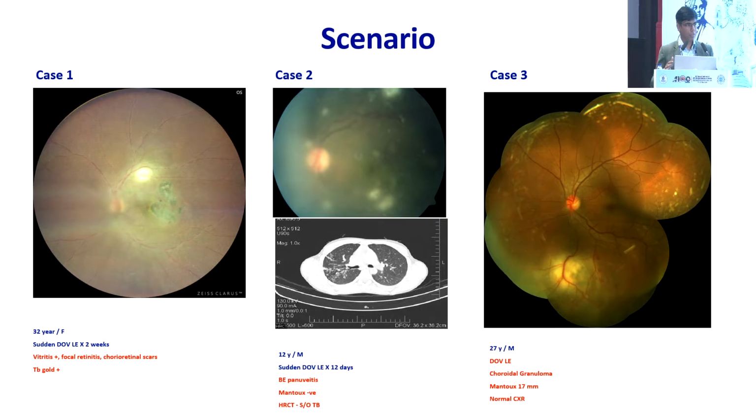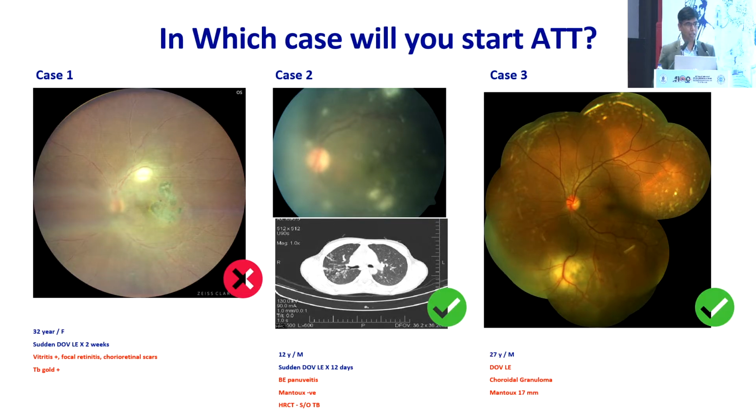So in which of these scenarios would you start ATT? I think the majority, and even the chest physicians, will agree with the second case, that they would put this patient on ATT in spite of a negative Mantoux. In case number 3, you would all agree that we would start ATT. And in case number 1, I think many of you would not even advise the patient a Mantoux test.